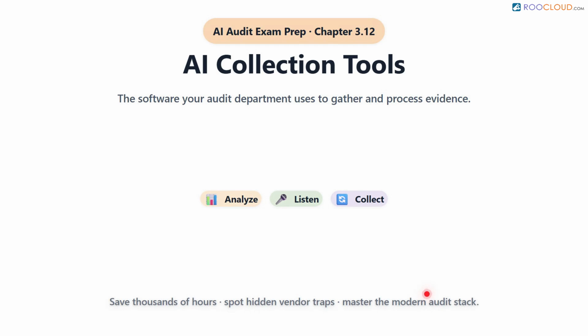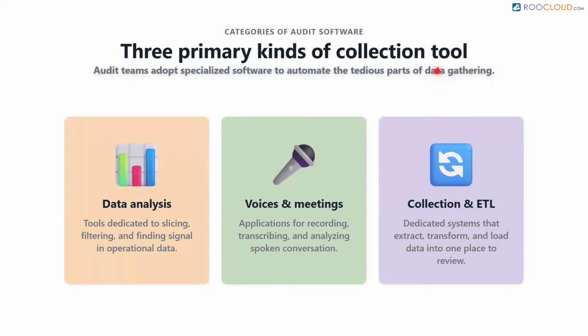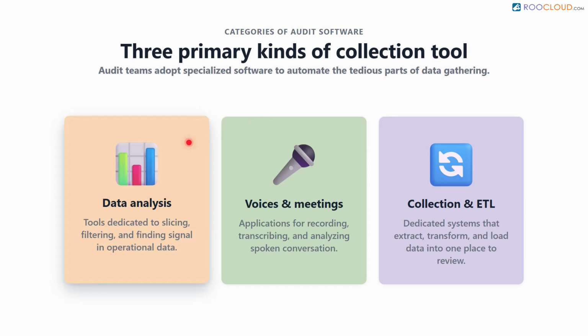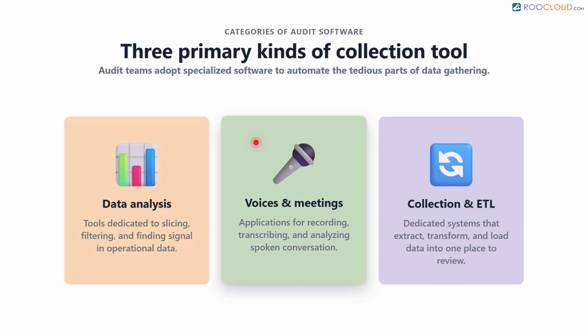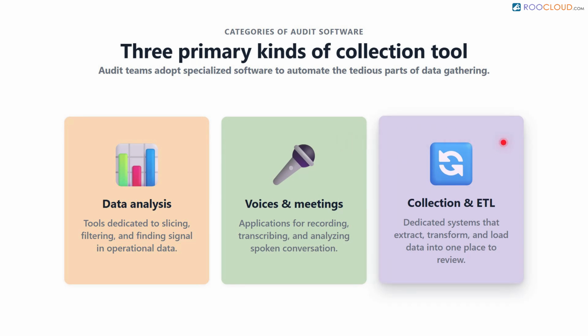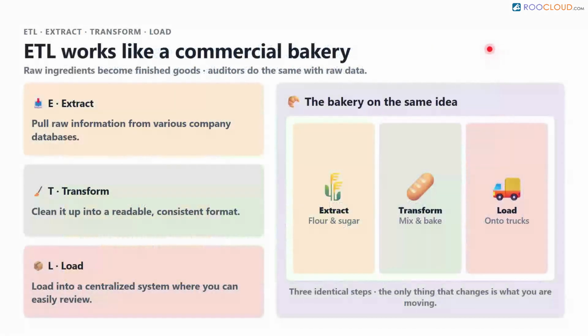Audit teams are actively adopting specialized software to automate the tedious parts of data gathering. These solutions generally fall into three primary categories. First, we have tools dedicated to data analysis. Second, organizations use applications designed for recording voices and meetings. Finally, there are dedicated systems for data collection and ETL processes. ETL stands for extract, transform, and load.